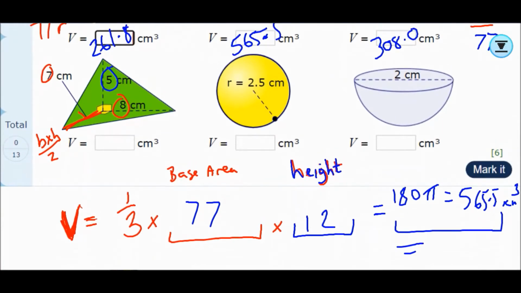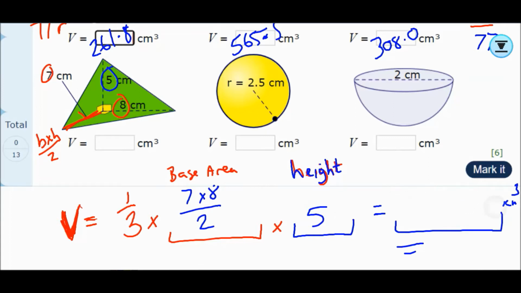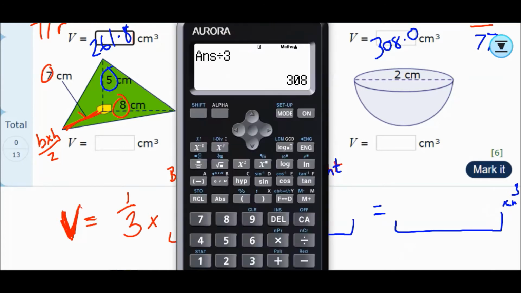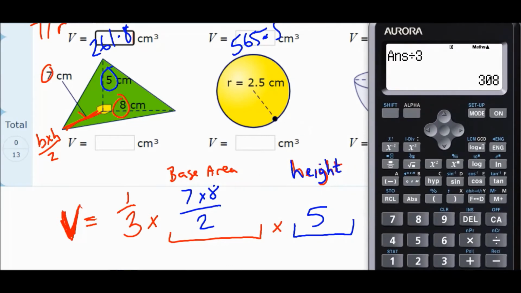Okay, the base area on the triangle, a triangular base pyramid, we've got 7 and 8, so 7 times 8. Remember this is base times height divided by 2, so 7 times 8 divided by 2 gives me my base area. My height is 5, so I'm going to multiply that by 5, and again all we're doing is just tweaking the formula each time. It's based on the same formula, but if the area formula changes, we're just putting that in differently.